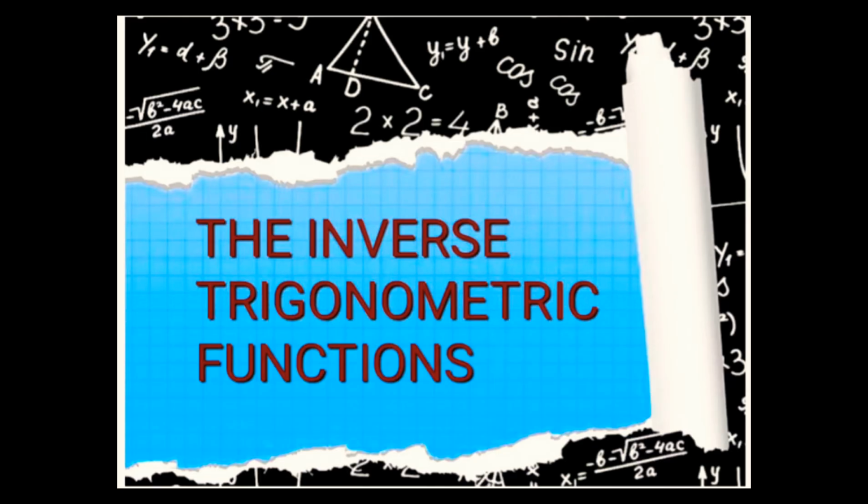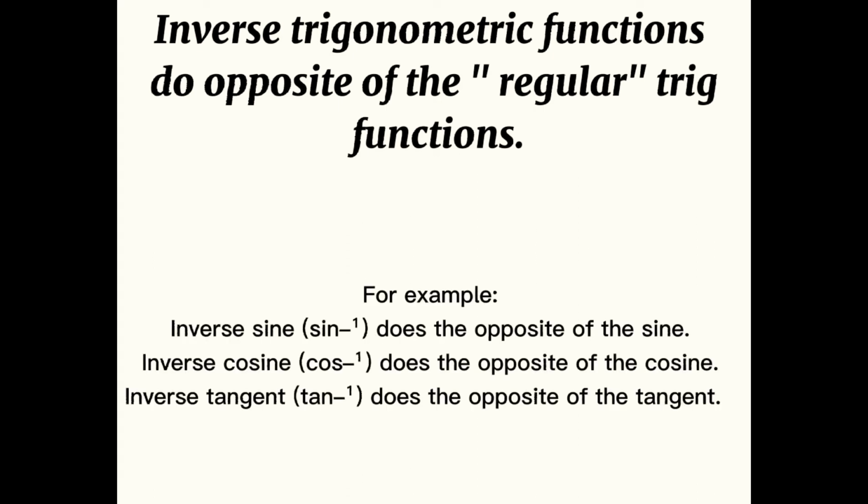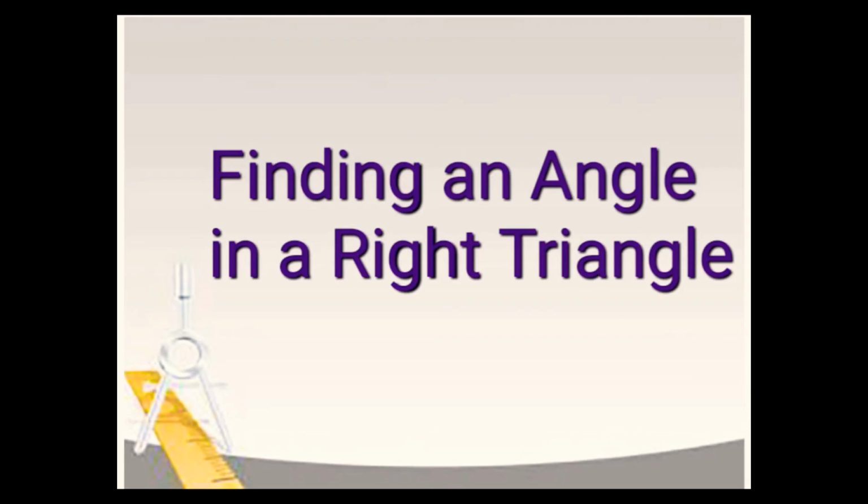Today we're going to learn about the inverse trigonometric function, and without further ado, let's get started. The inverse trigonometric functions do the opposite of the regular trig functions. For example, inverse sine does the opposite of the sine, inverse cosine does the opposite of the cosine, inverse tangent does the opposite of a tangent. We can use the corresponding inverse trig functions to find an angle in a right triangle. So the focus of this discussion is finding an angle in a right triangle.